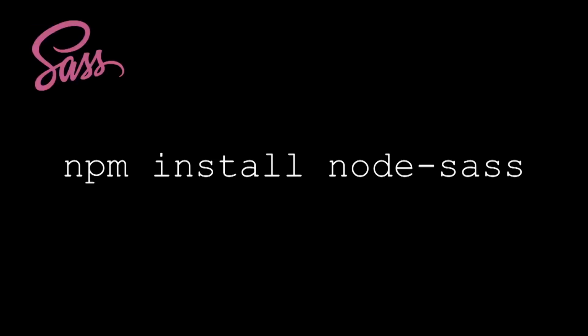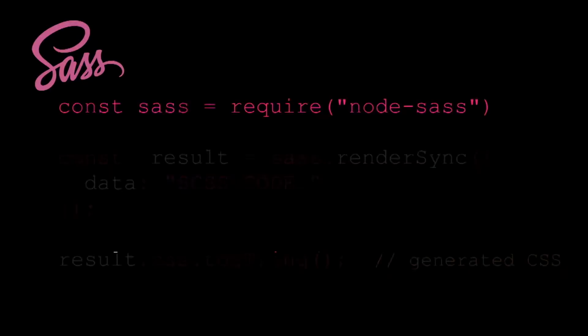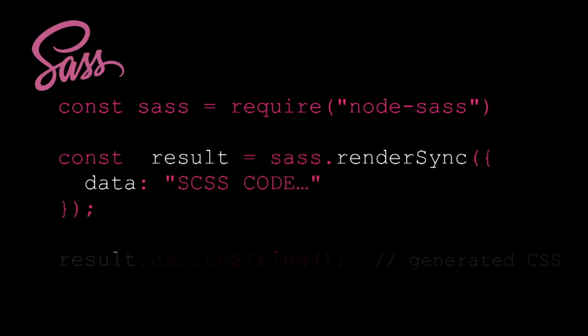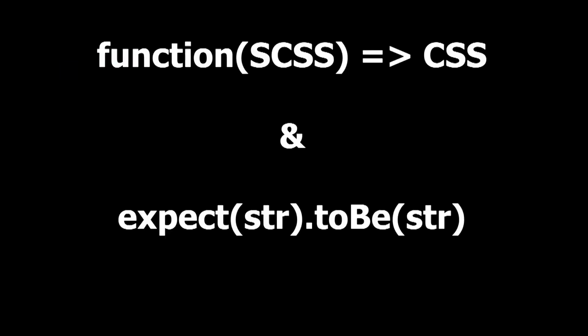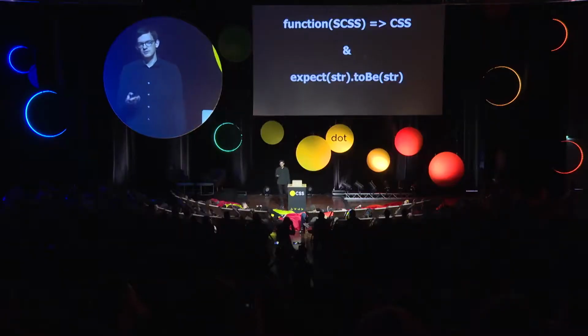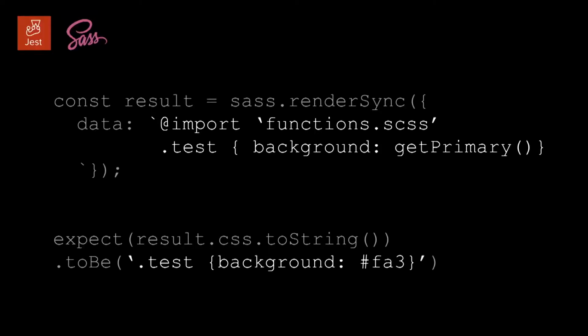On the other hand, I will use SASS, the Node.js version of SASS. I require it in my script, and this is the best part. SASS has a renderSync method, which I can pass my SASS code, and it returns the generated CSS in a string. So now I have a function to go from SASS code to CSS, and an expect. Putting it all together, I can test my function like this.